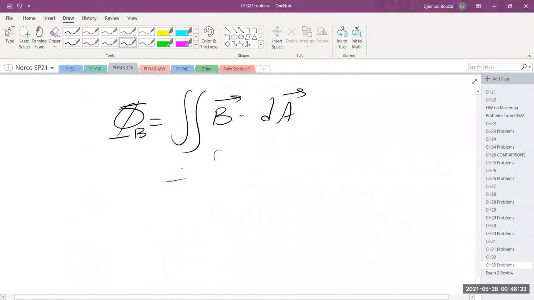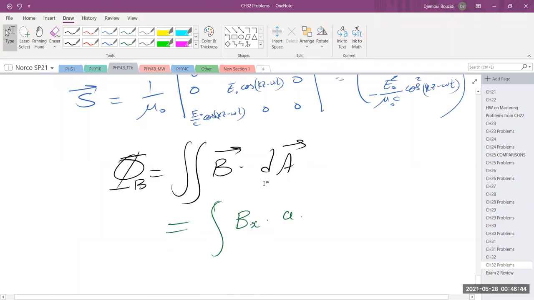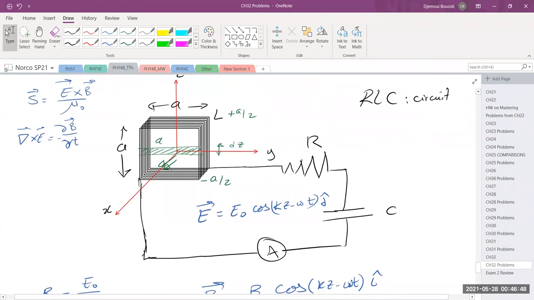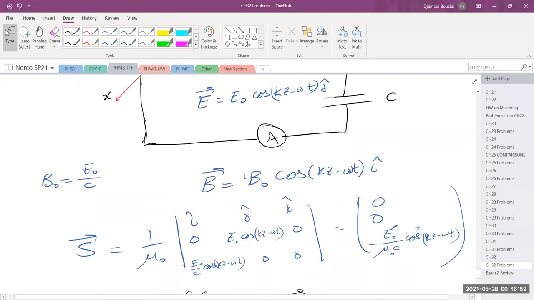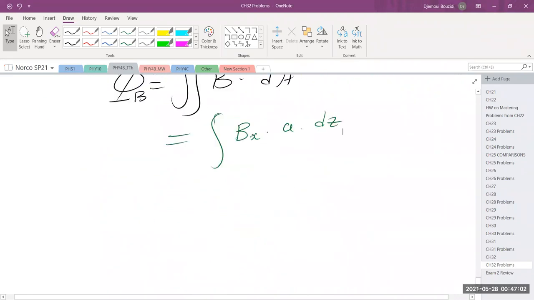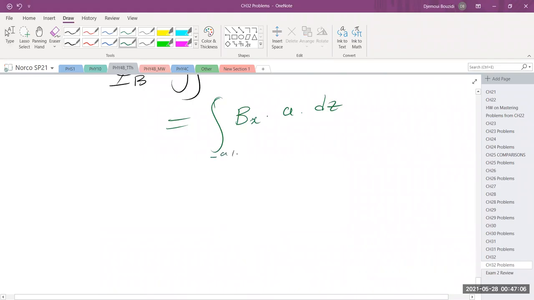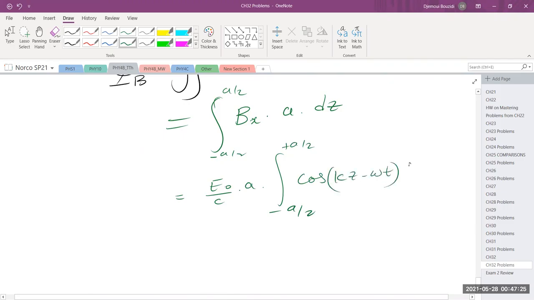So this integral becomes the integral of B, which is in the x direction only, times a, because what's the area of this strip? It's width times height, and width is a, and height is dz, so it's a dz, okay? So now I have to substitute the values of B, and I have B in terms of B naught, which is E naught over c. This expression becomes E naught over c, that is B naught, times a, times the integral from negative a over 2 to positive a over 2 of cosine of kz minus omega t dz.